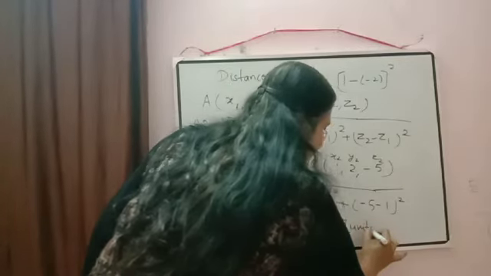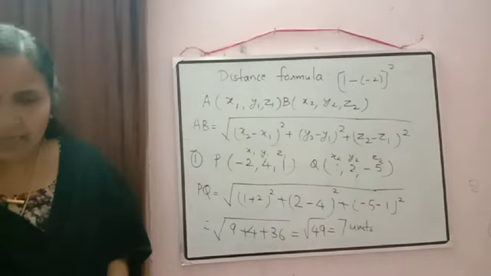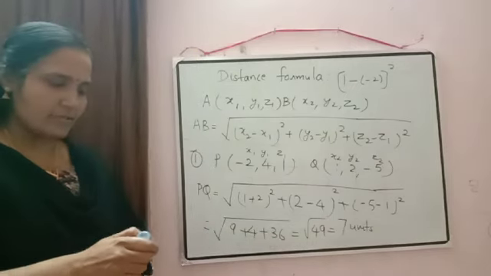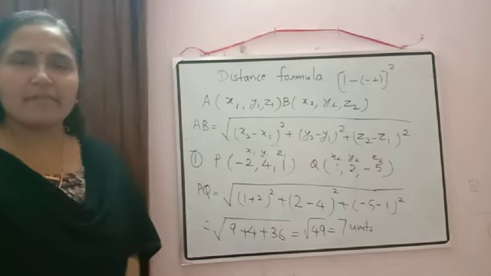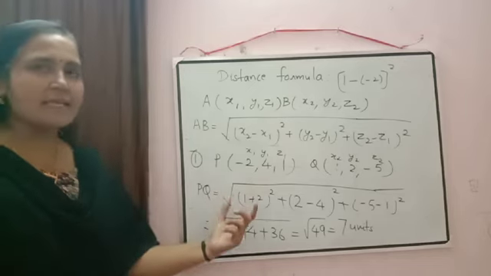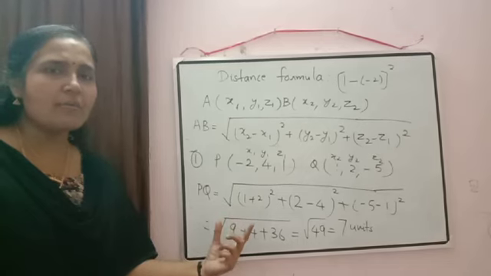So you can write here 7 units, because meter, centimeter is not given. So for distance, some unit should be there. That's why we wrote there 7 units. So I hope it is clear how to use the distance formula.